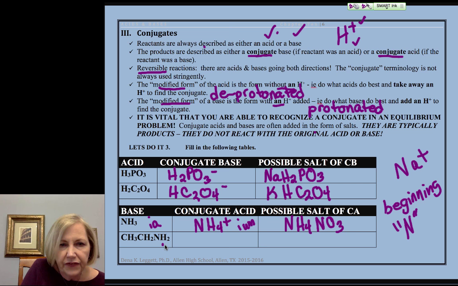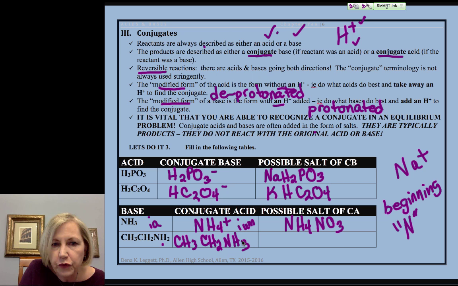If this is a base, what do bases do best? Bases gain an H and a plus. You can think of gaining bases in a baseball game. So instead of NH2, we're going to put it out near the nitrogen. We have NH3. We gained a hydrogen and a positive charge.